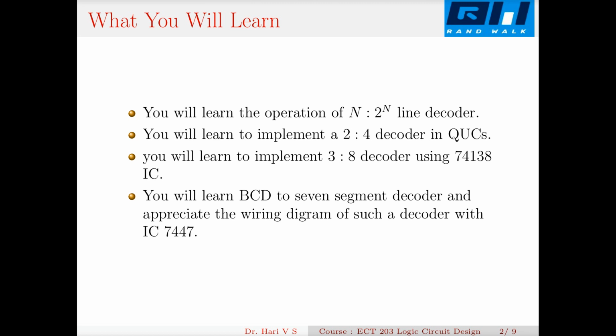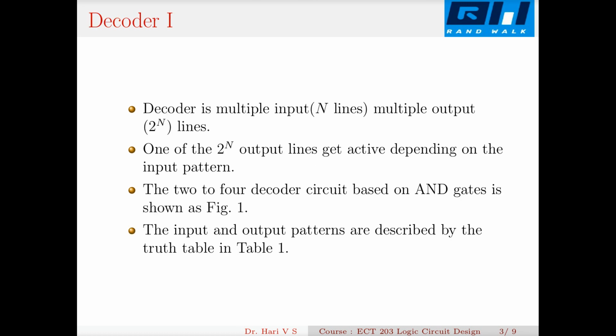Then you will learn the operation of a BCD to 7 segment decoder. That is, sometimes you have to display BCDs, the values from 0 to 9, on some displays called 7 segment displays. So you need a decoder in between the BCD and the 7 segment display. So such an IC is the 7447. You will familiarize yourself with that wiring diagram.